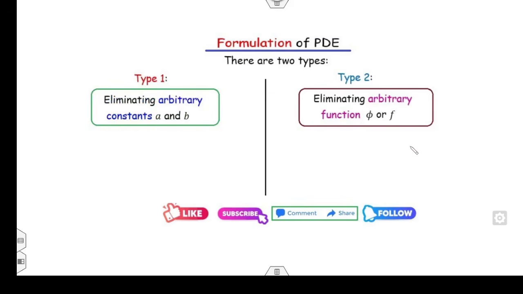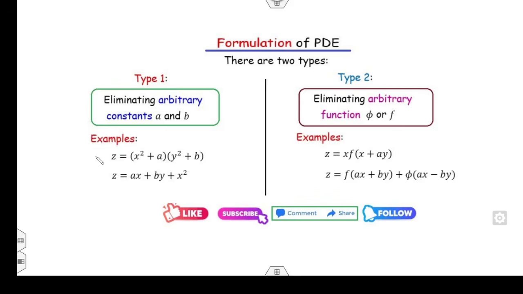We have classified the formulation into two categories. The first one is by eliminating the arbitrary constants. Like on the left hand side of your screen, you can see A, B are the two arbitrary constants. How you can formulate the partial differential equations by eliminating the arbitrary constants.